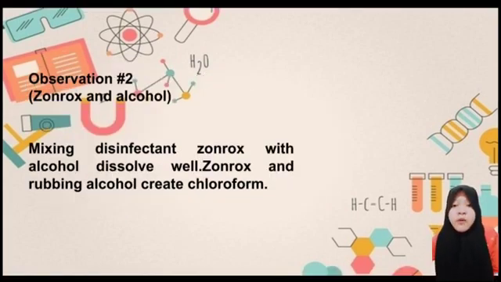Observation number 2, which is the Zonrox and alcohol. So mixing disinfectant Zonrox with alcohol, they dissolve well. Zonrox and rubbing alcohol creates chloroform.